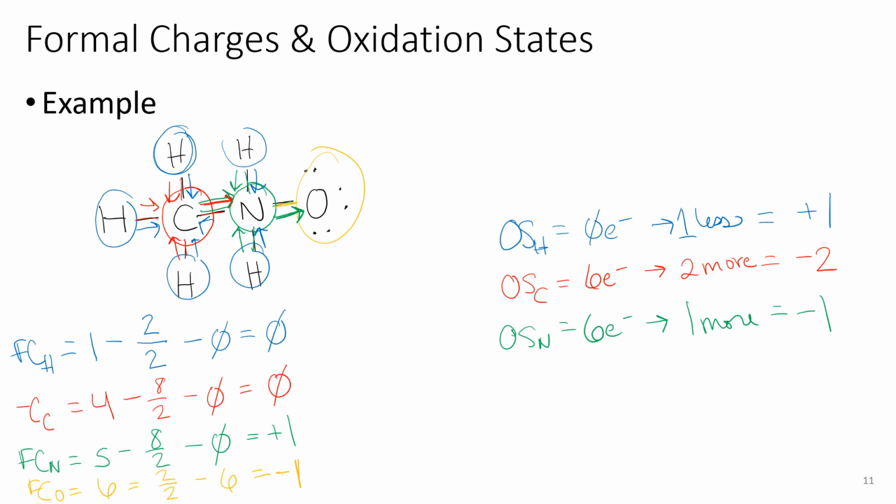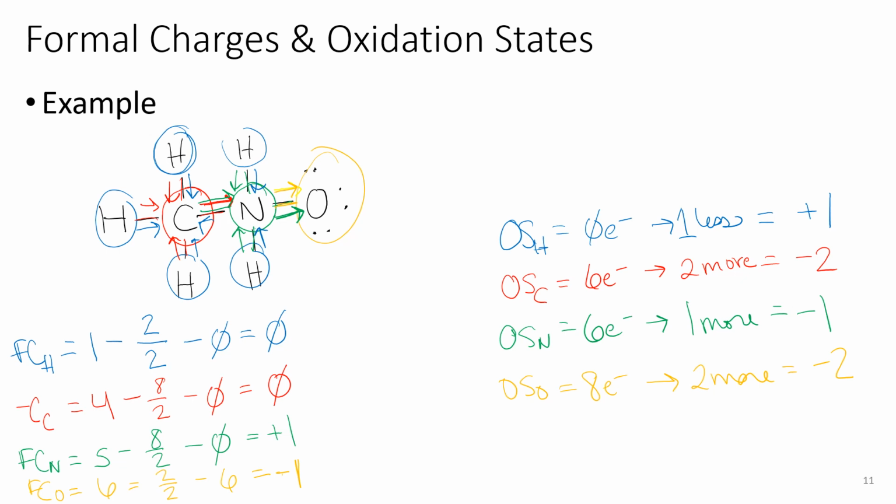Lastly, let's look at oxygen. Oxygen is the most electronegative, so it's going to pull those electrons from the nitrogen, and then it also has 3 lone pairs, so it has a total of 8 electrons assigned to it in our structure. It should normally have 6, so this is 2 more than what it would normally have, which gives us a -2 oxidation state. So now that we have all of our oxidation states assigned, they should add up to 0.